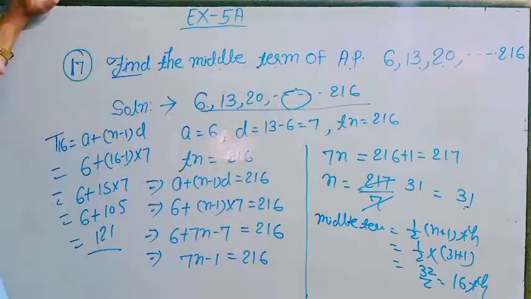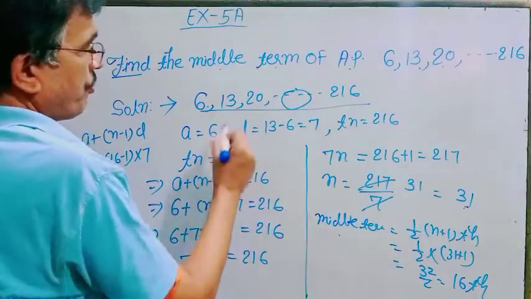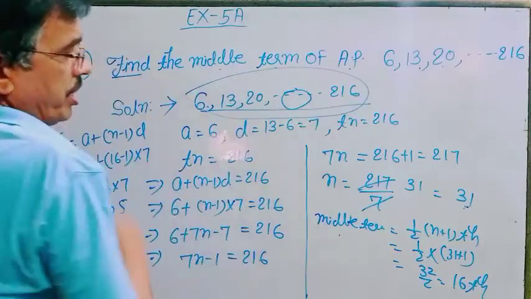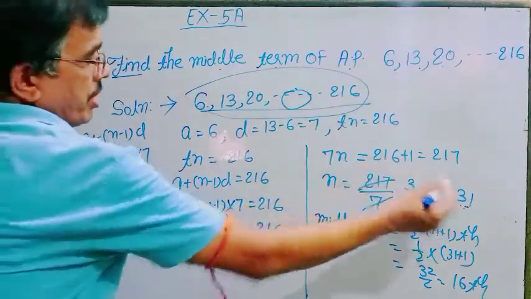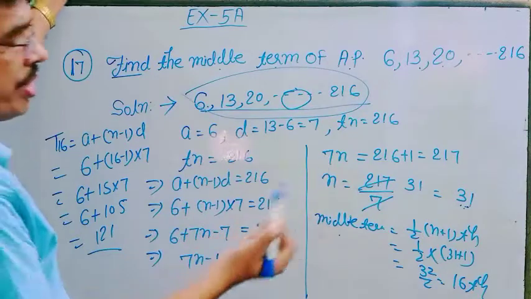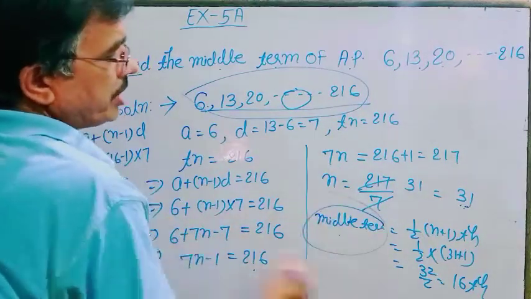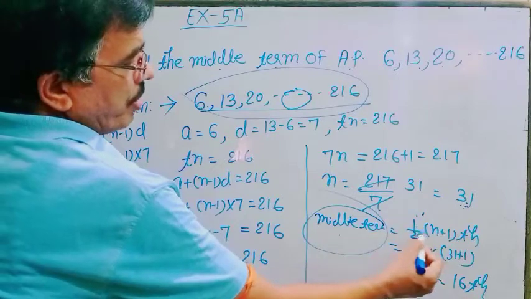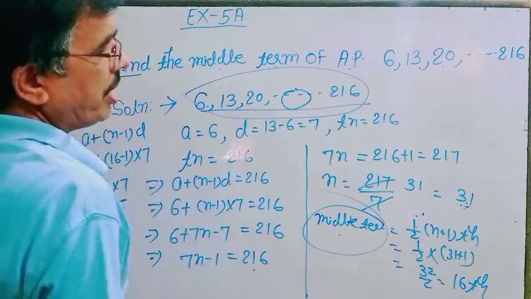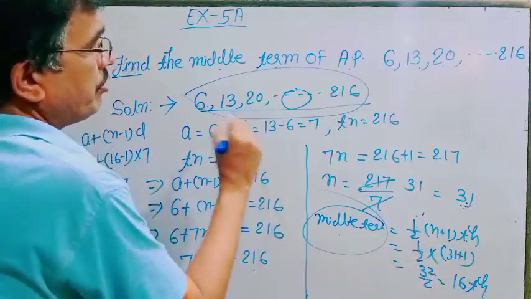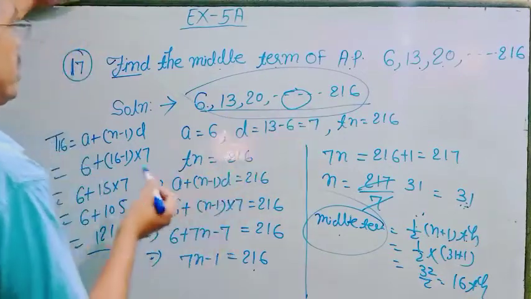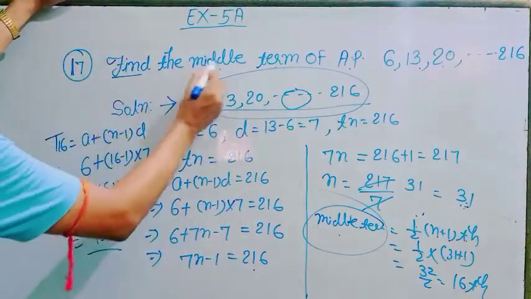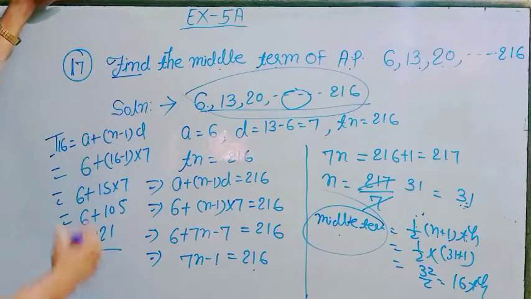How do you find the middle term? So first you find how many terms are in it. You write here the number will be 31. Then if you have 31 terms, what is the middle term? If the number is an odd number, then the middle term is 1 by 2 into n plus 1 th term. And for 31, the 16th term is the middle term. Then your question is to find the middle term, that number is the 16th term, so find the 16th term.